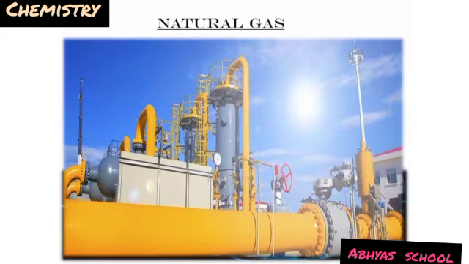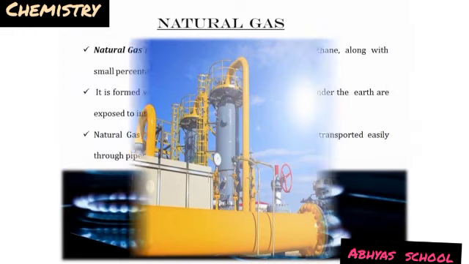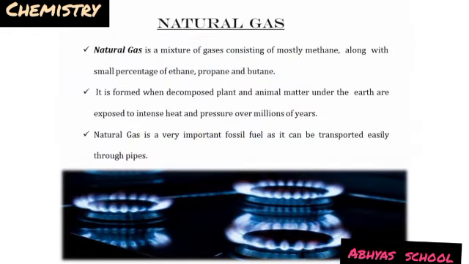So the next section of this chapter is natural gas. So let's see what is natural gas. Natural gas is a mixture of gases consisting mostly of methane along with a small percentage of ethane, propane and butane. It is formed when decomposed plant and animal matter under the earth are exposed to intense heat and pressure over millions of years. That is, it is also formed from the dead organisms which are buried under the earth thousands of years, and these organisms decompose in the absence of air to form natural gas.